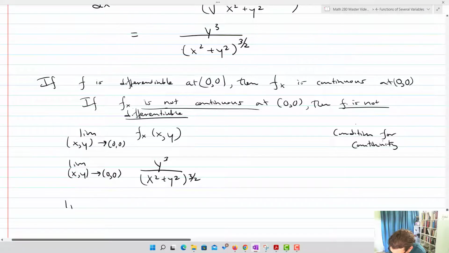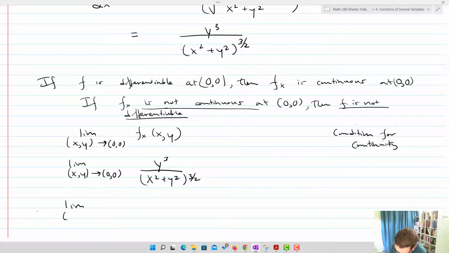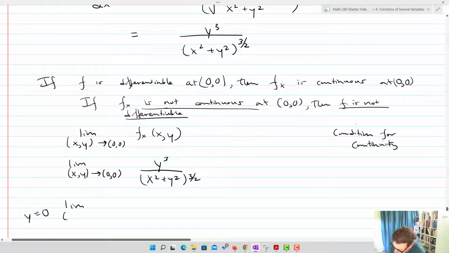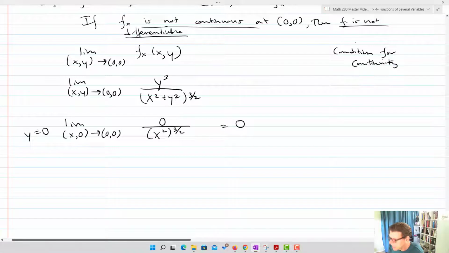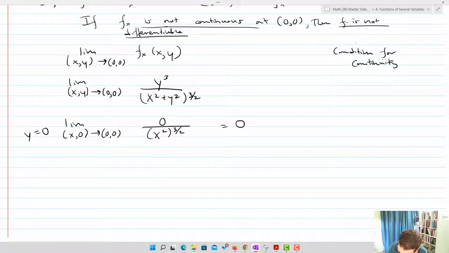And first we're going to have the limit, and we've actually seen this before. We'll come in from y equals 0, okay? We come in from y equals 0, and we get x, 0, going to 0, 0. This ends up being 0 over x squared to the 3/2, and that just equals 0. So that's the limit when we come in from the path y equals 0.